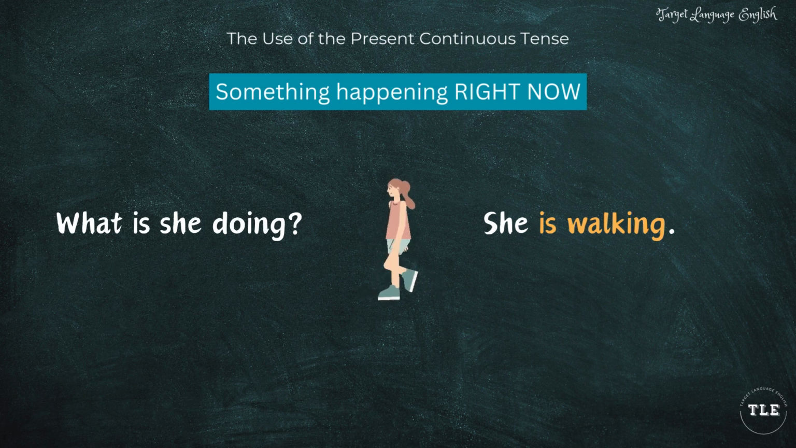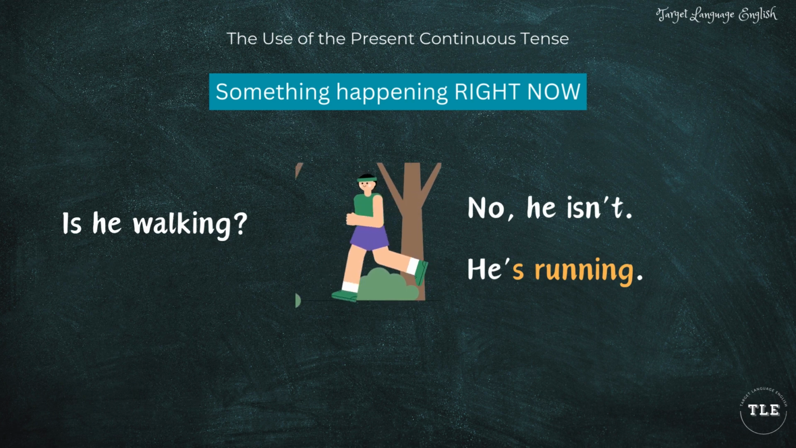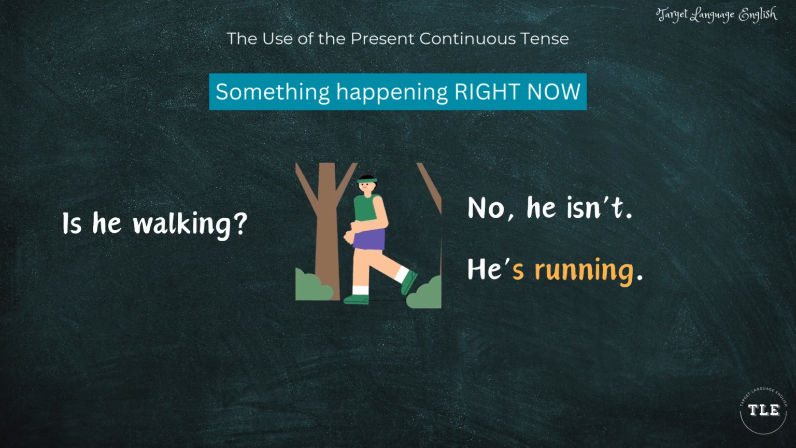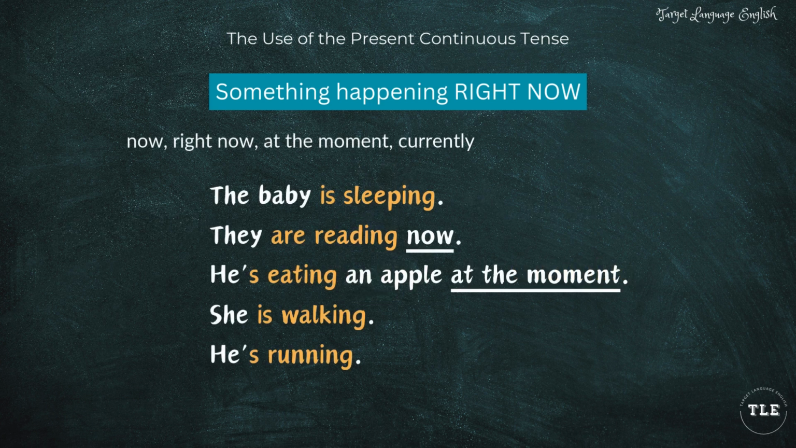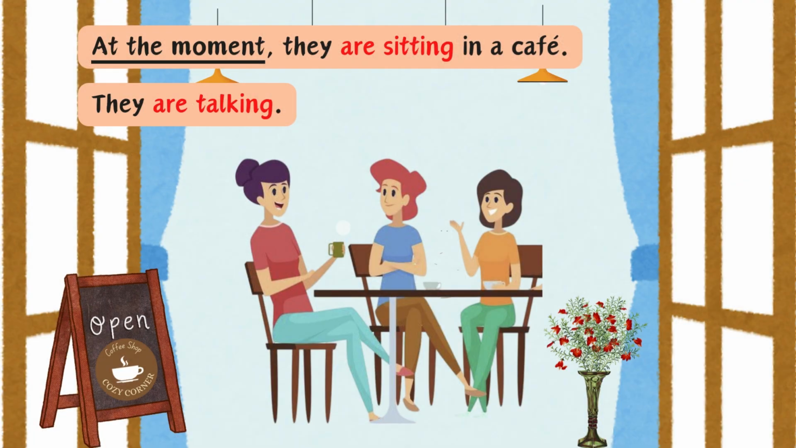What is she doing? She is walking. Is he walking? No, he isn't. He is running. These are all actions happening right now, in this moment. Let's see another example. At the moment, they are sitting in a cafe. They are talking. We use the present continuous for actions happening right now at the moment of speaking.